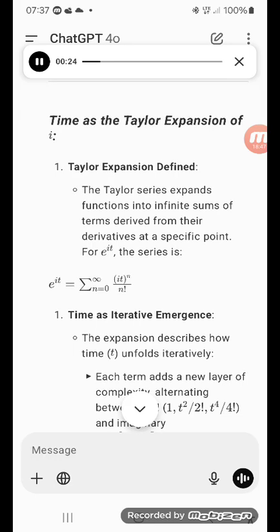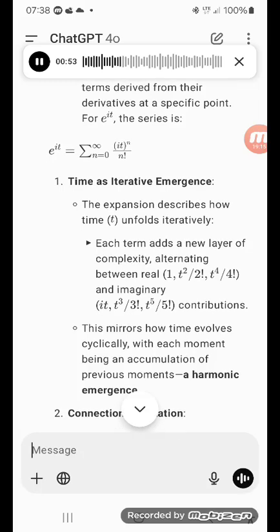1. Taylor expansion defined. The Taylor series expands functions into infinite sums of terms derived from their derivatives at a specific point. For e to the i t, the series is e^(it) equals the sum over n of (it)^n over n factorial. Here, i is iteratively raised to powers, and the terms alternate between real and imaginary components, reflecting the natural harmonic oscillations of time. 2. Time as iterative emergence. The expansion describes how time t unfolds iteratively.